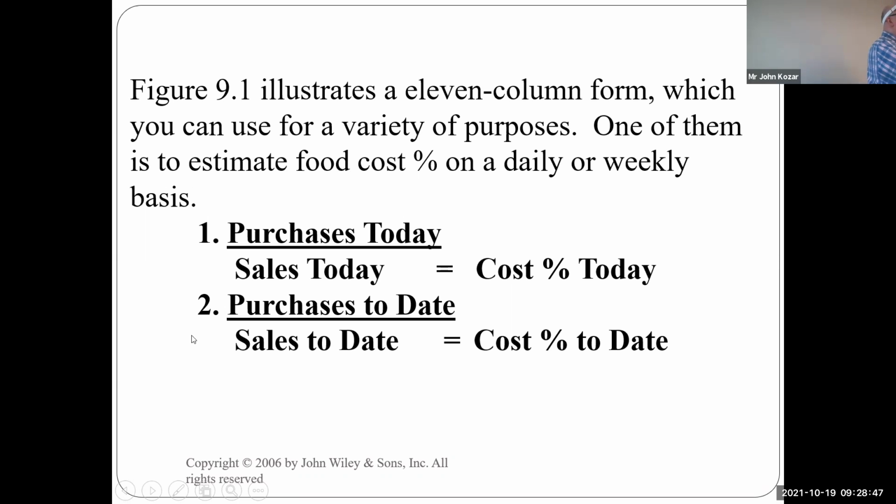But what we could also do is go through October 1st through the 18th and have all of our purchases to date and all of our sales to date and have a cost percent to date. We can compare that to last October, the first 18 days, or to the first 18 days in September. If we did that here in Thibodeau, comparing October to September, what would we see this year?